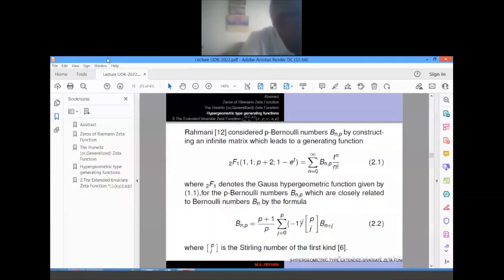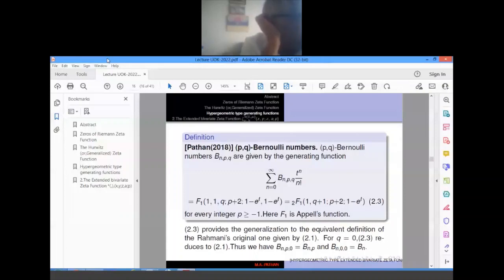One can see that 2F1 here denotes the Gauss hypergeometric function, and these P Bernoulli numbers, which are closely related to Bernoulli numbers, are also connected by a formula, and the right hand side is simply a Bernoulli polynomial, and there is a connection with the Stirling number of the first kind also. So this right hand side contains the Stirling number of the first kind as well as the Bernoulli number. So here this is the Bernoulli number B_n, and it can be connected with a series of Stirling numbers and B_{n+j}.